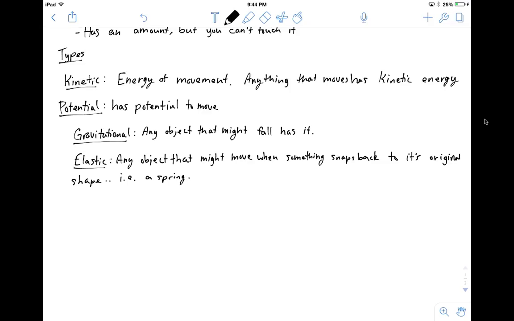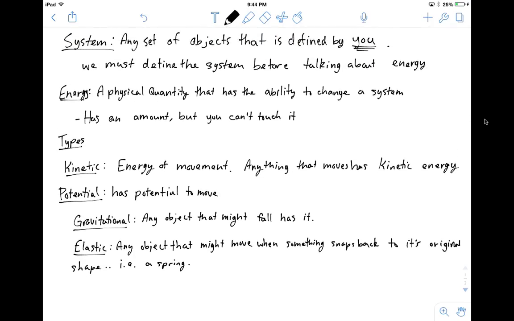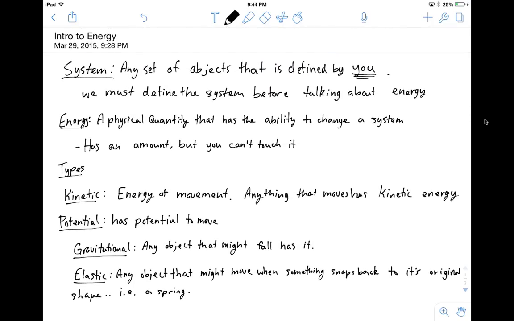Okay, that's enough definitions for our lab. Make sure you go ahead and write a quick summary and then get started on the lab.